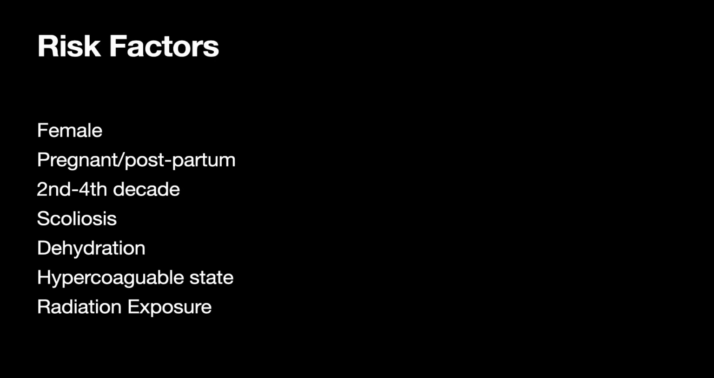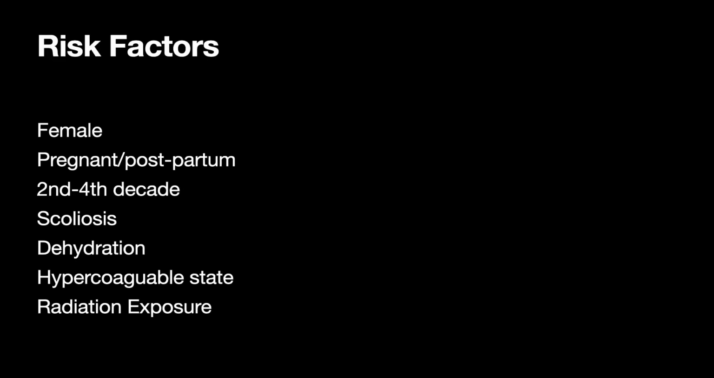If you're dehydrated, you have kind of a hyperviscous blood. If you have a hypercoagulable state, obviously you're going to get a thrombi. Radiation exposure kind of predisposes you to thrombi. But what's unique about May-Thurner syndrome is it tends to happen in women, right? It tends to be a 3-to-1 female to male predominance. Doesn't mean men can't get it, but it tends to happen for some reason in women, and in women who are in their pregnant or postpartum state, right?